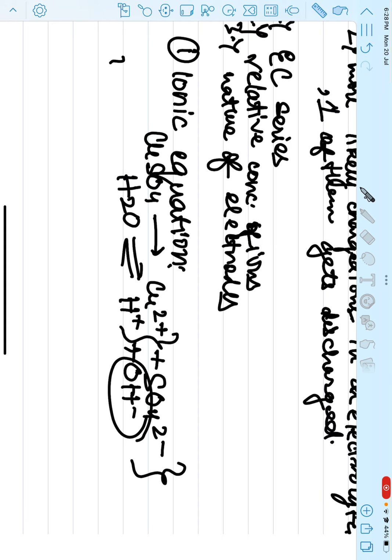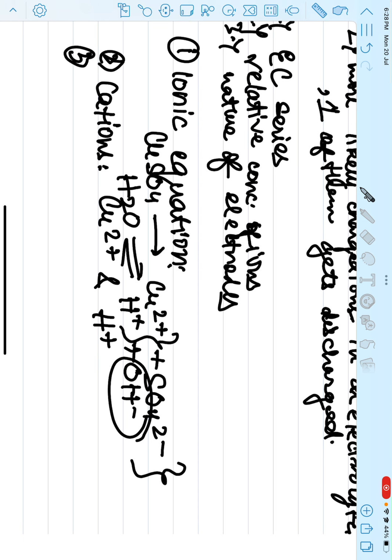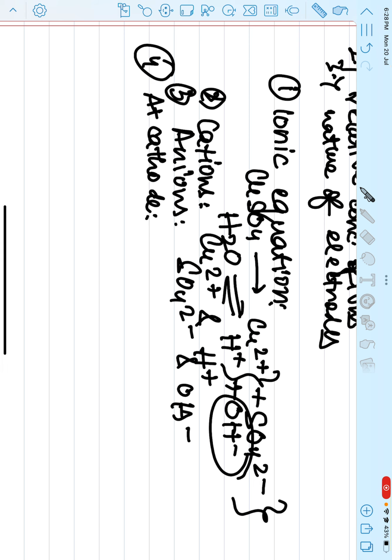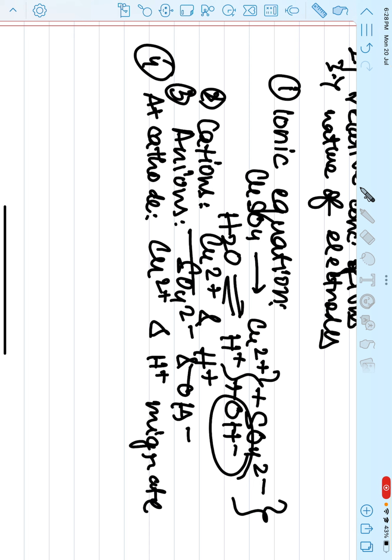Now the cations, what do we have? Cu2 plus and H plus. You'll be asked to write the cations present in the electrolyte: Cu2 plus and H plus. Then the anions present in the electrolyte: SO4 2 minus and OH minus. Now at cathode and at anode. At the cathode, the cations go. Which of these two will be discharged? Both will migrate, Cu2 plus and H plus migrate towards the cathode because both of them are cations.